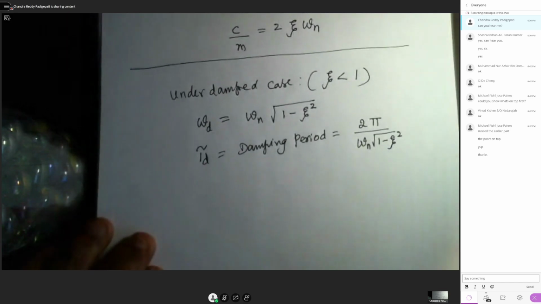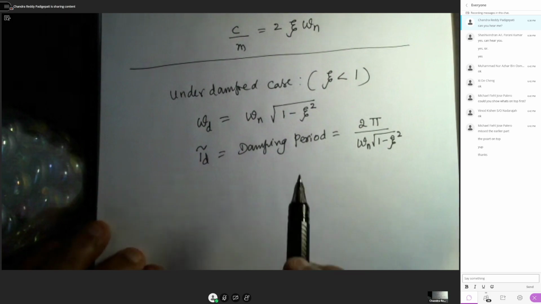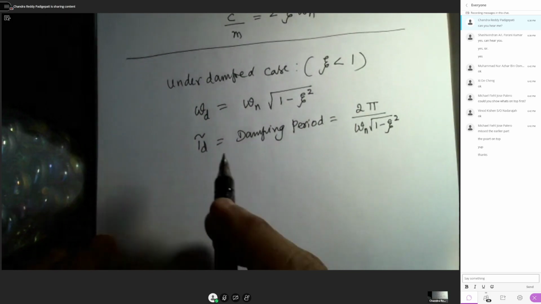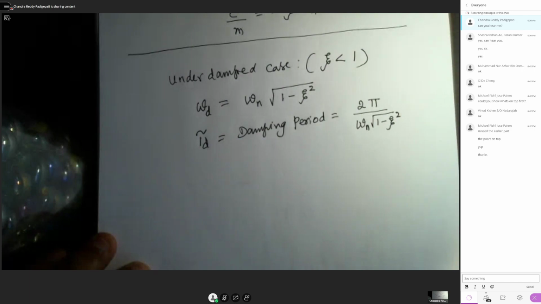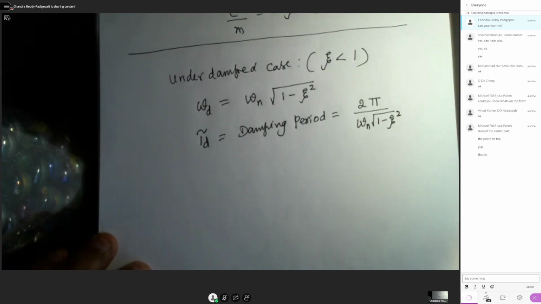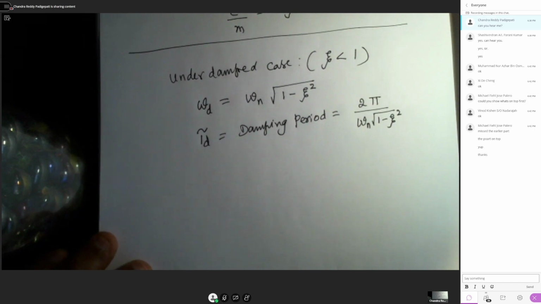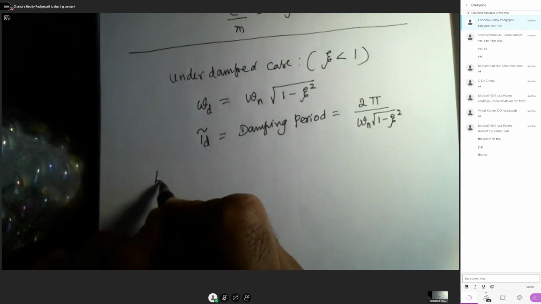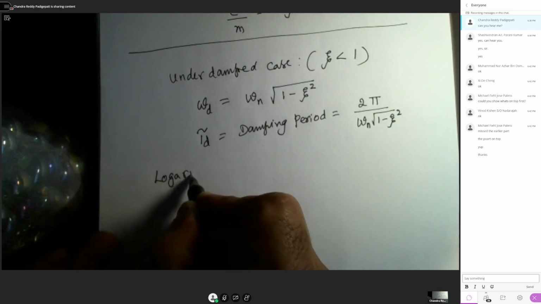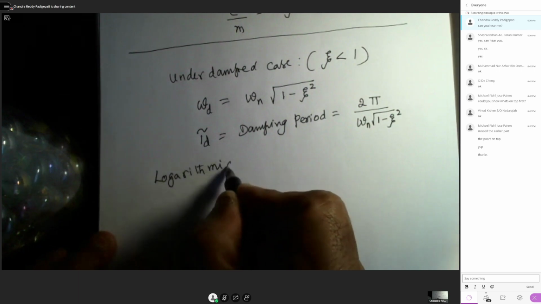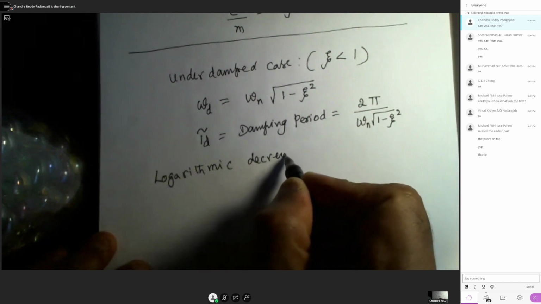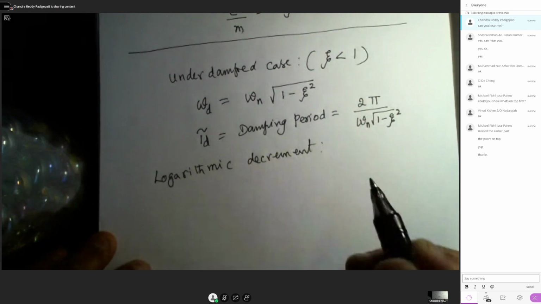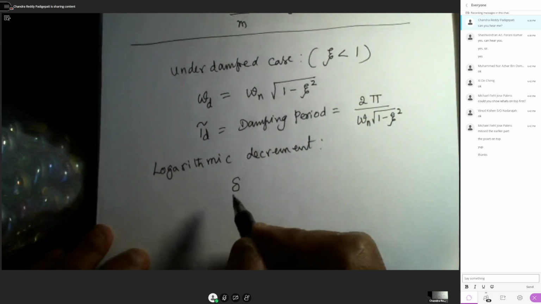All right. So now when we are dealing with damp-free vibration, when we are experimentally studying a system, we study the response of the system. So you have a system, let us say you want to study the response of the system. What we study from the response is the logarithmic decrement. So we write the logarithmic decrement with the letter delta.